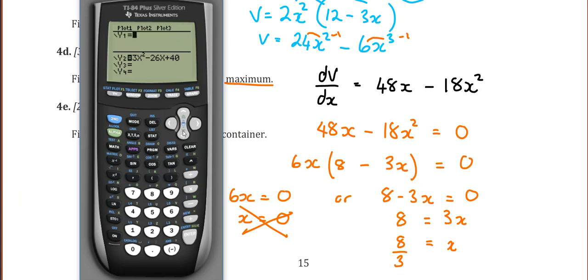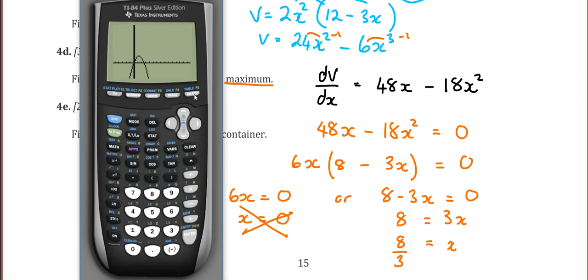So on my calculator, I'm going to put in 48x minus 18x squared. Oh, that's the wrong button. Okay, so I've got that, and I'm going to graph it. Here's my graph.